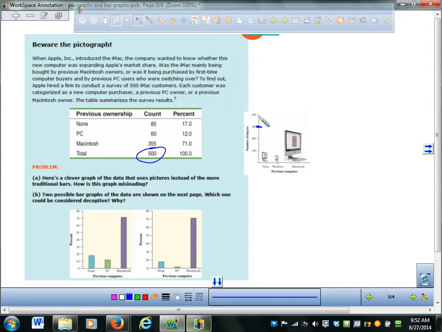This is 300, I think. It should go all the way up to 355. Why is this graph misleading?